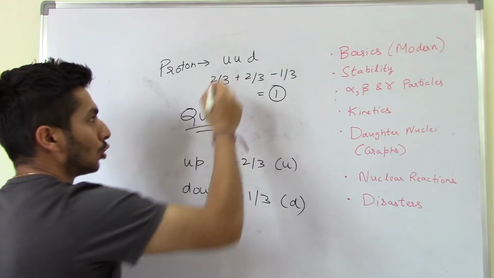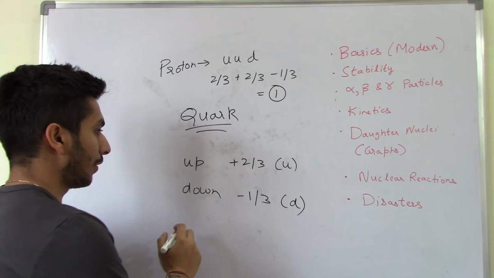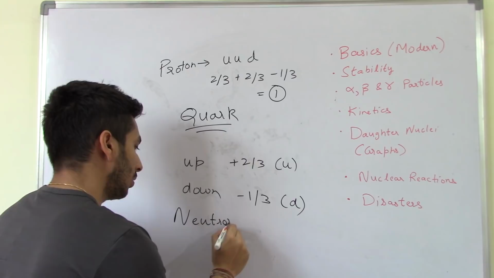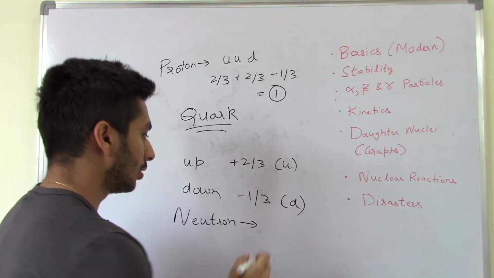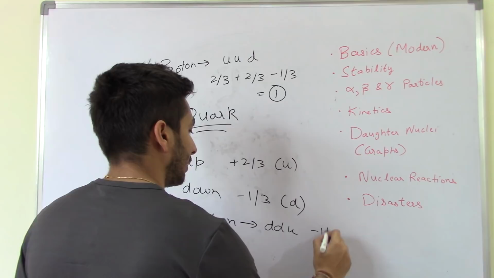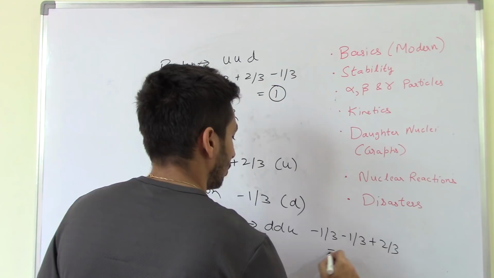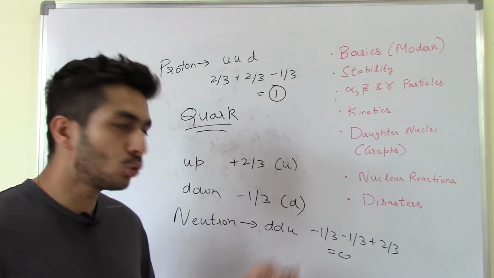And what about a neutron? If I talk about a neutron, a neutron comprises two down quarks and one up quark, okay? Two down quarks and one up quark. That is, if I write down, minus 1/3, minus 1/3, plus 2/3, this comes out to be equal to 0. So the net charge on a neutron is 0, and that is why it is comprised of two down quarks and one up quark, right?